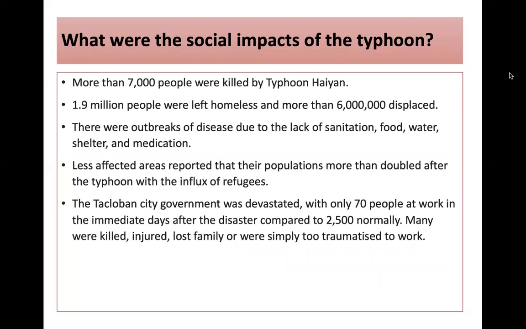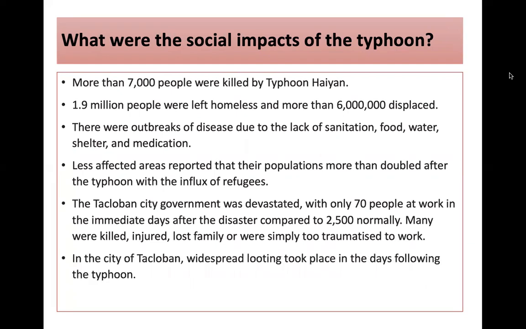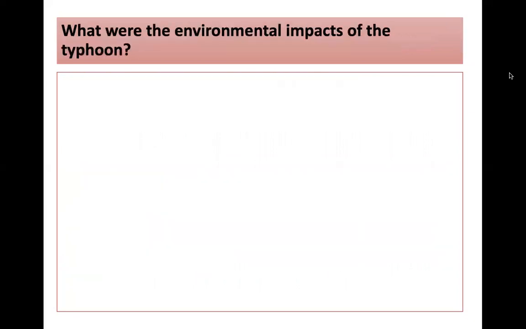The Tacloban city government was devastated, with only 70 people at work in the immediate days after the disaster, compared to 2,500 normally. Many were killed, injured, lost family, or were simply too traumatized to work. In the city of Tacloban, widespread looting took place in the days following the typhoon.